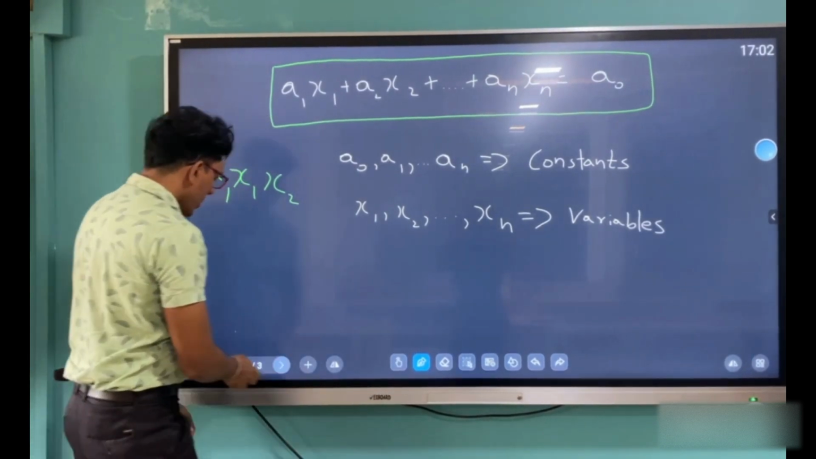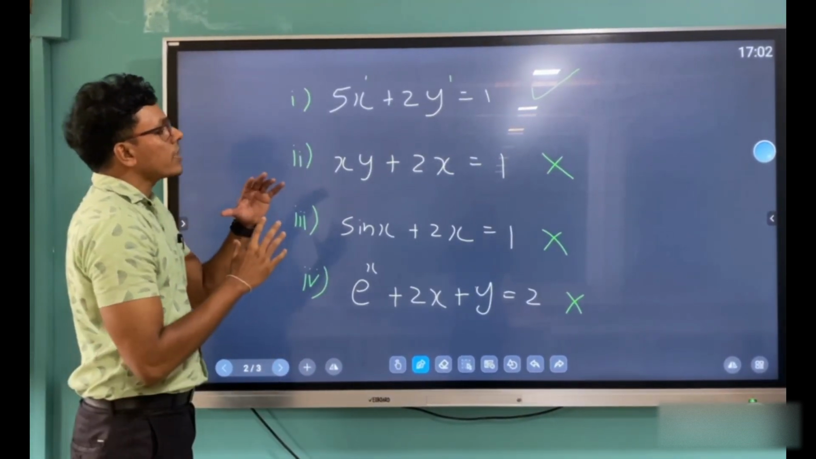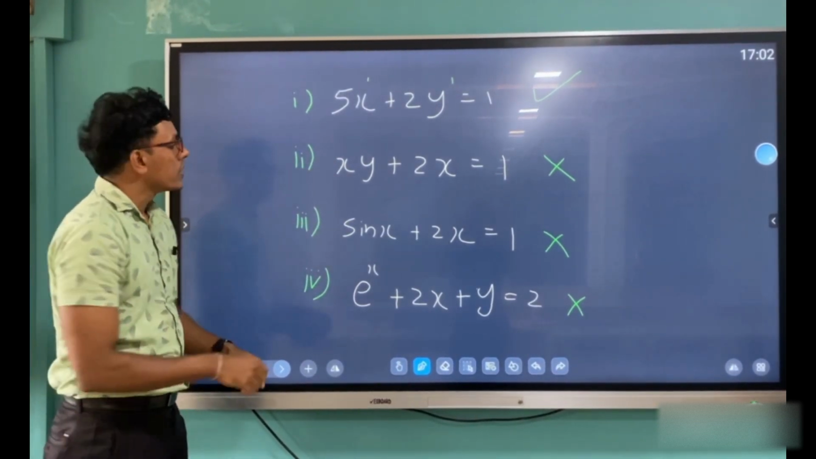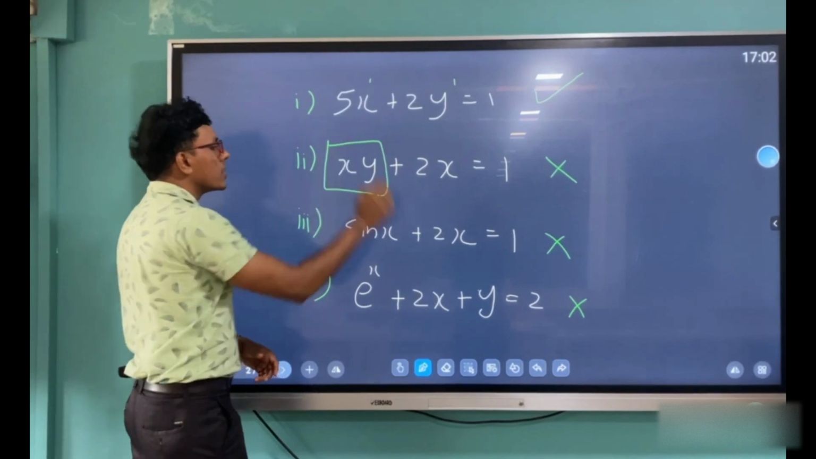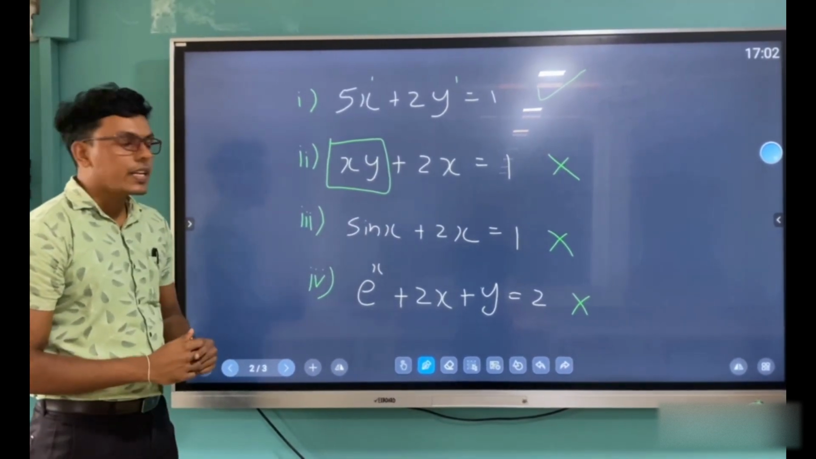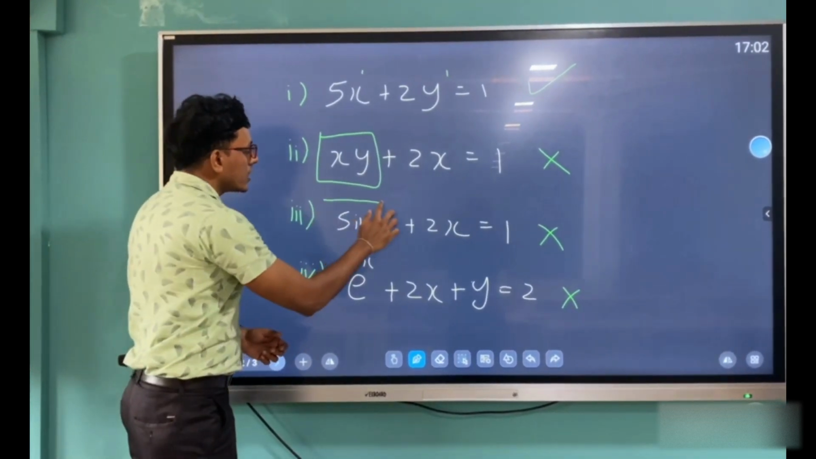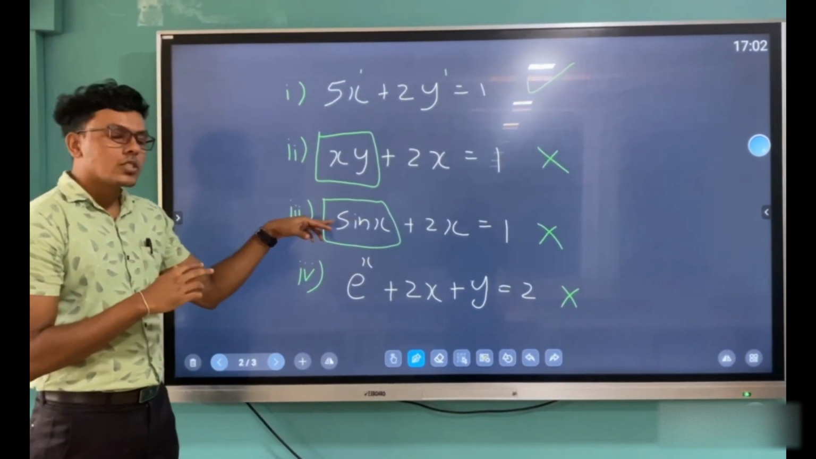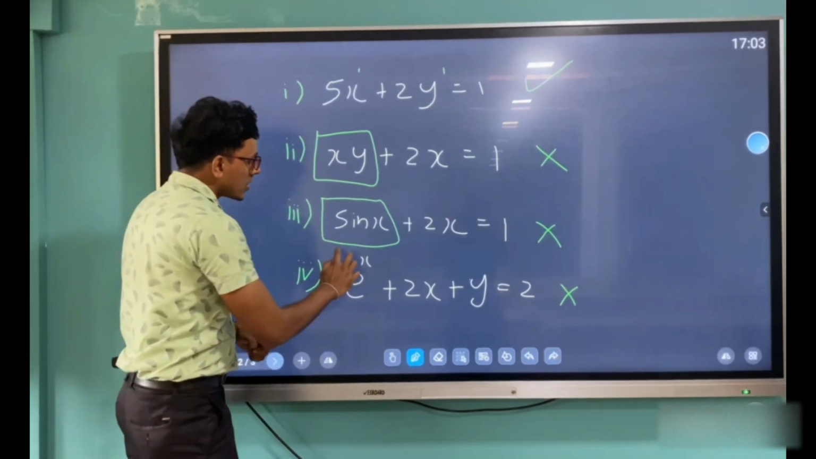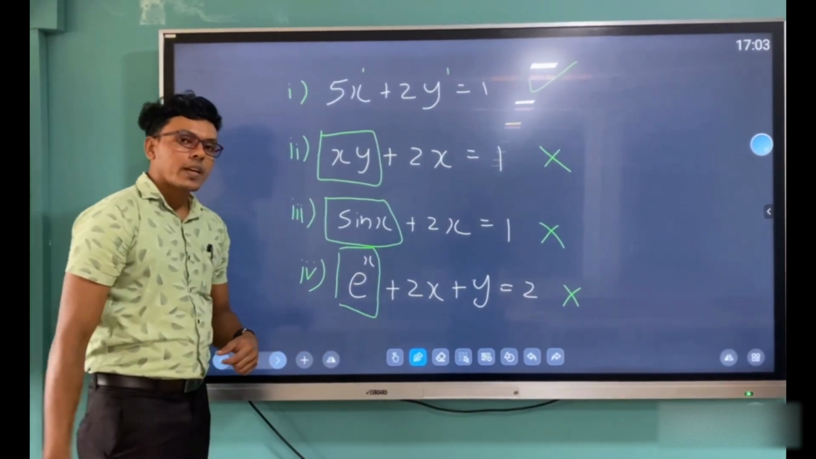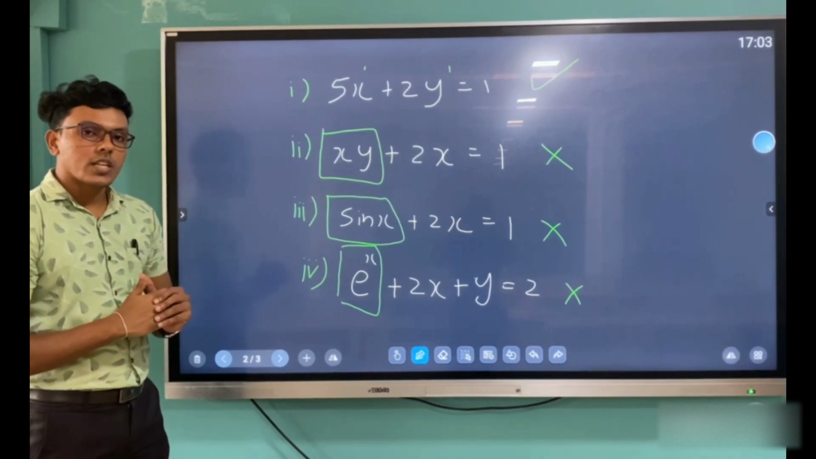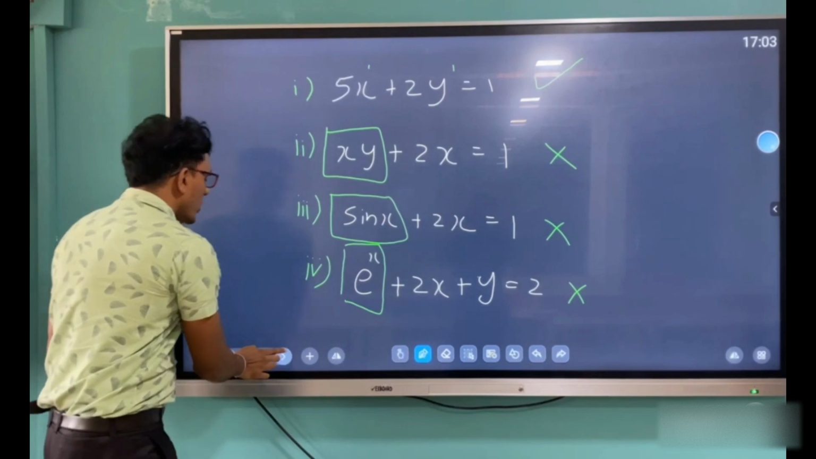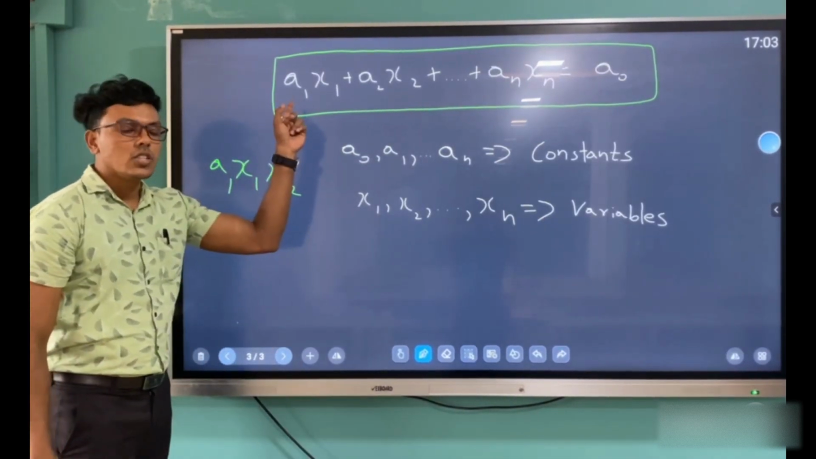Now, let's go back to the previous slide. Now you might understand why these last 3 equations are not linear. Equation number 2 contains a product of 2 variables. That's the reason it is not linear. The third equation contains a trigonometric ratio, sin x, which is not allowed in the general form. The last equation contains an exponential term, which is also not included in the general form. So any equation to become linear should satisfy this general form.